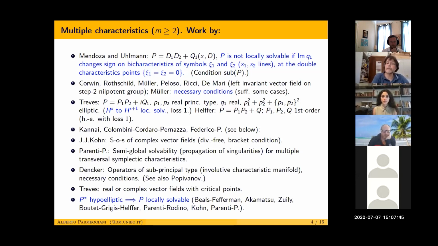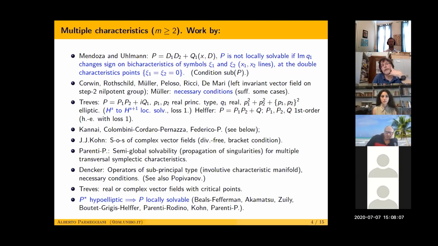And then there are also a number of papers by Corwin, Rothschild, Müller, Peloso, Ricci, De Mari, and so on. They are mainly concerned with left invariant vector fields on step 2 nilpotent groups, and they have the algebraic structure which is helping them to find some local solvability results.